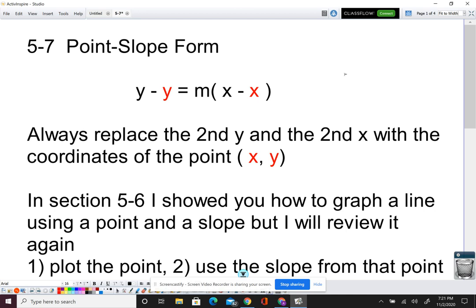Okay, so section 5.7 is on point slope form. We're going to use y minus y equals m times x minus x. That's our equation where the second y and the second x get replaced with the x and y coordinates from the point. Always remember that you're going to keep the first y, keep the first x, substitute the second ones.